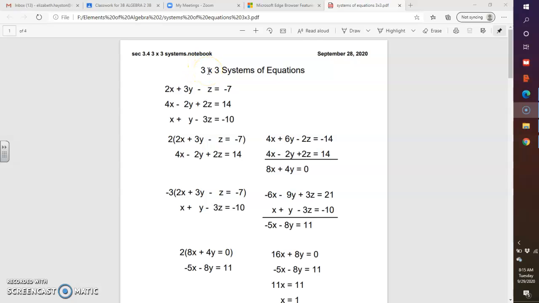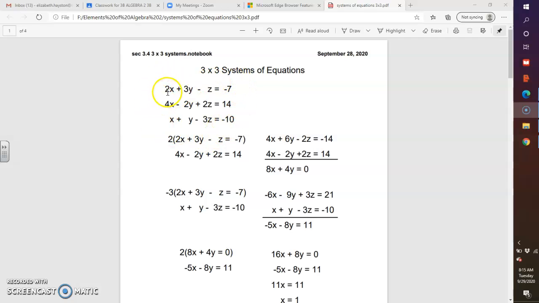All right, so this is our notes on 3x3 systems, and we're going to go through each of the four problems I have here to see how we come up with the solution. A 3x3 is obviously related to a 2x2 system, only there's three variables instead of two, which makes it a little more complicated. But the process is the same. We still just want to eliminate variables. So here's my original problem right here.